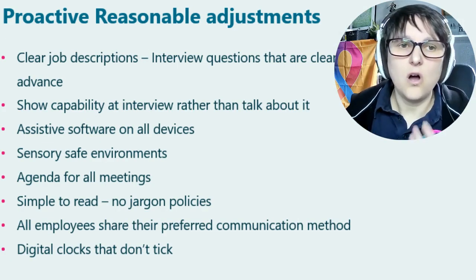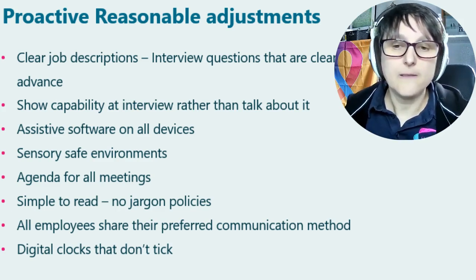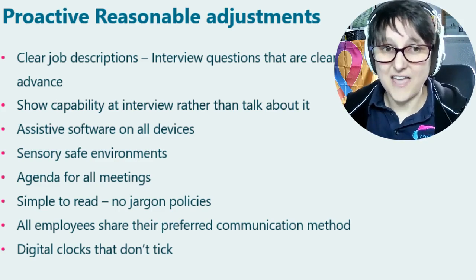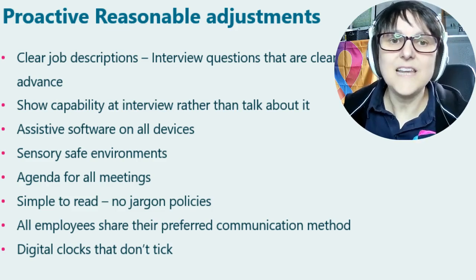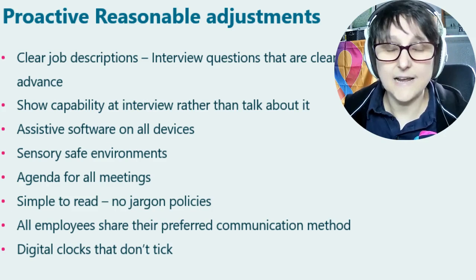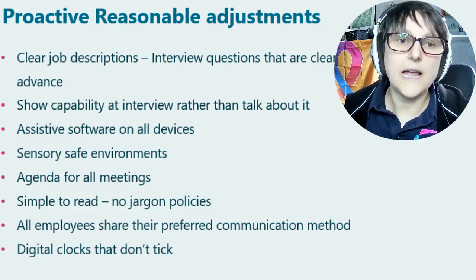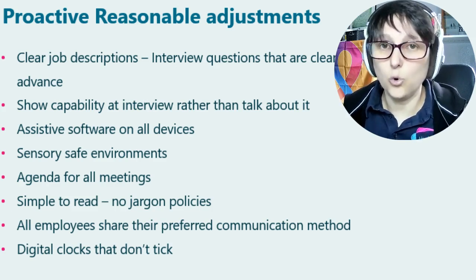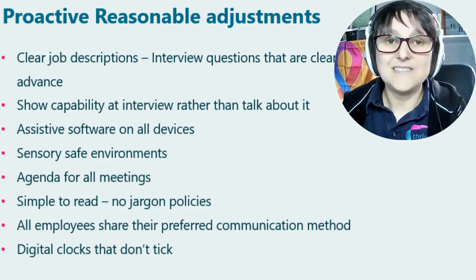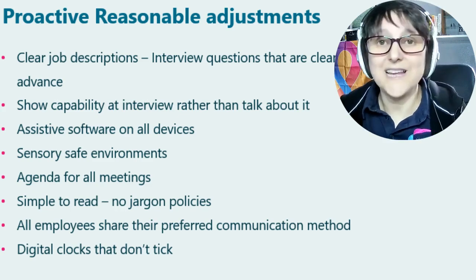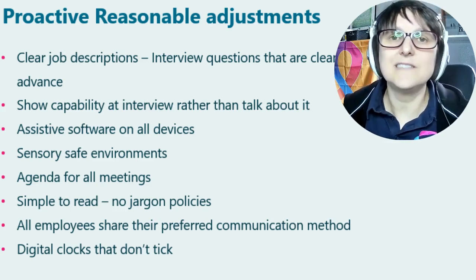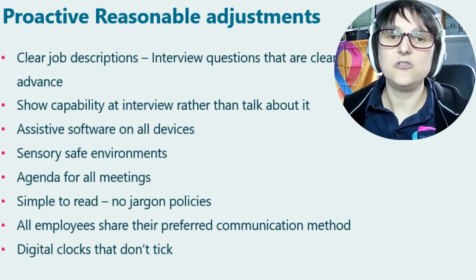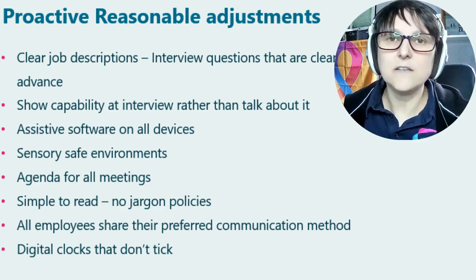Let's think then, what are proactive reasonable adjustments? How do we do that? So by being proactive, you have it in place for everybody without them having to ask. It's just there. So clear job descriptions, interview questions that are clear, specific, sent out in advance to everyone. Show the capability at interview rather than having to talk about it. Assistive software available on all devices, or at least a policy stating that it's available to you if you want to go and get it, no questions asked. Sensory safe environments. Every working space should have somewhere where you can just go and take a moment to regain your thoughts.